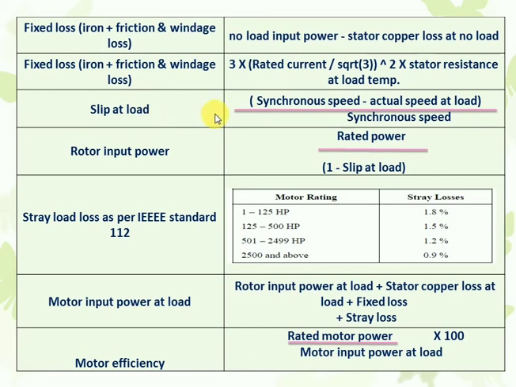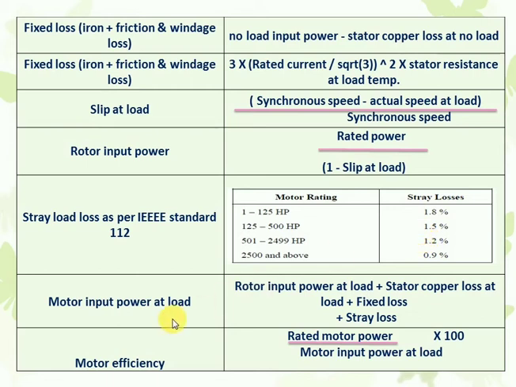Slip, we already know: synchronous speed minus actual speed, divided by synchronous speed, is called slip. Rotor input power at the load condition is the rated power, that is the design capacity of the motor, divided by 1 minus slip. Then there is the stray loss we discussed. Previously I told it wrongly, so now I am correcting: whenever the capacity of the motor increases, the stray loss will come down.